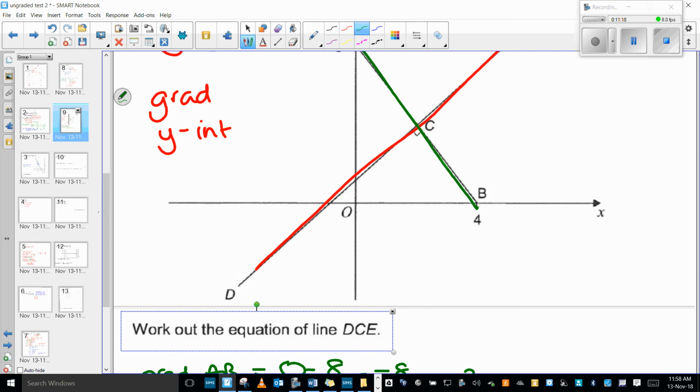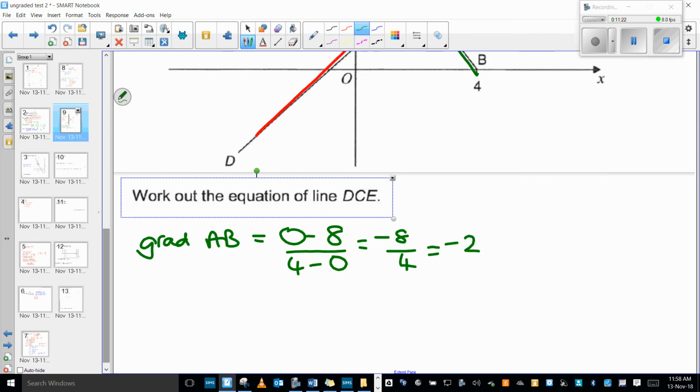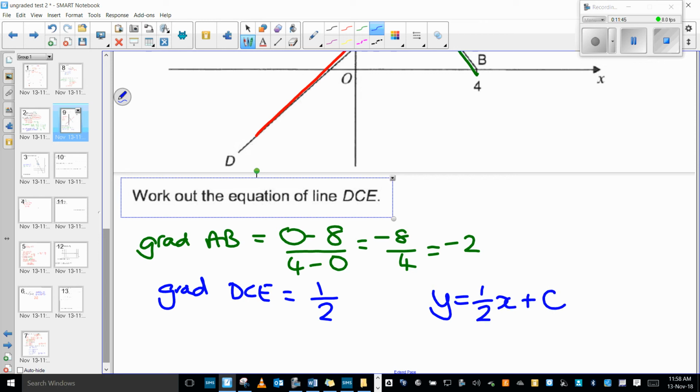So if that's the gradient of AB, what's the gradient of the line DCE going to be? 1 over 2. Why? Because it's the opposite of minus. What's the fancy kind of word? Reciprocal. Yeah, the negative reciprocal also. So we know our equation is going to start off y equals 1/2 x plus c.